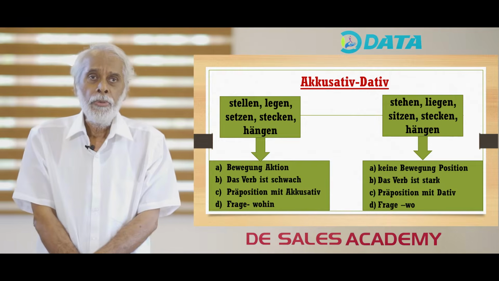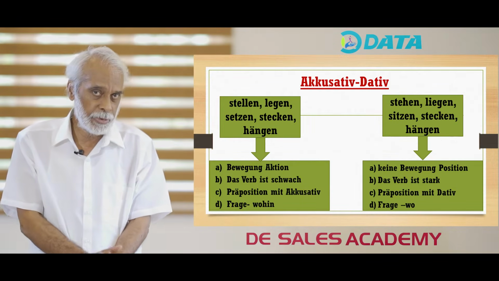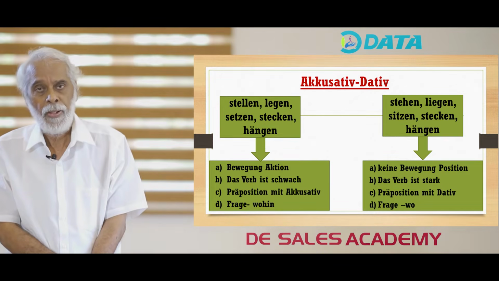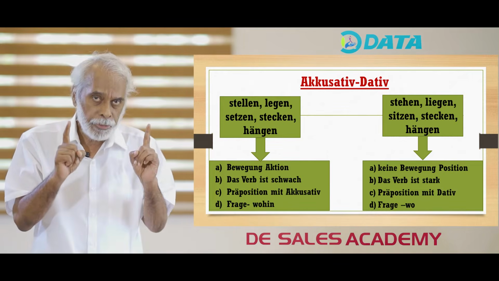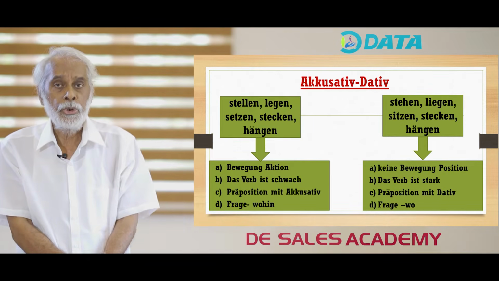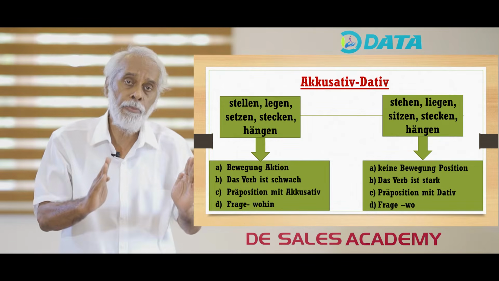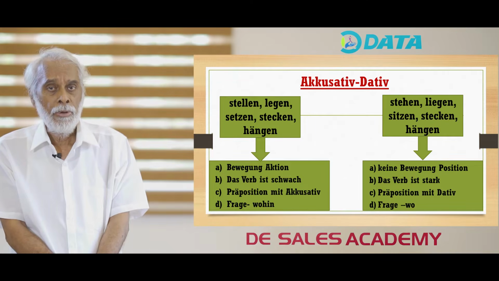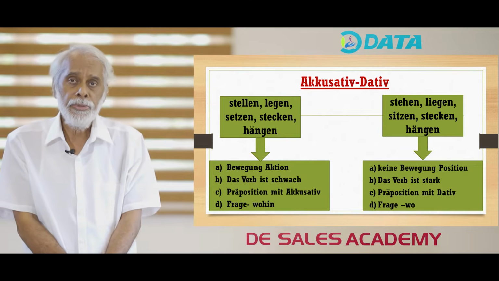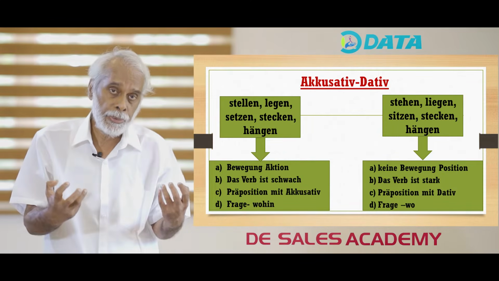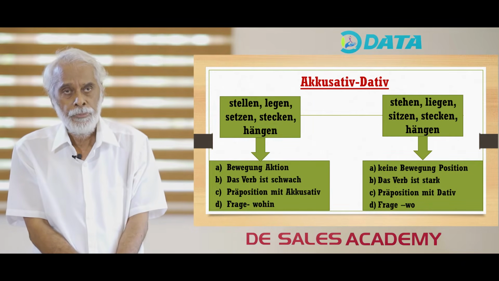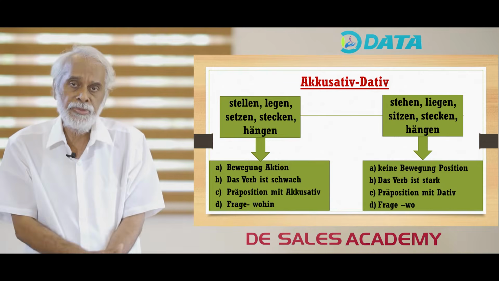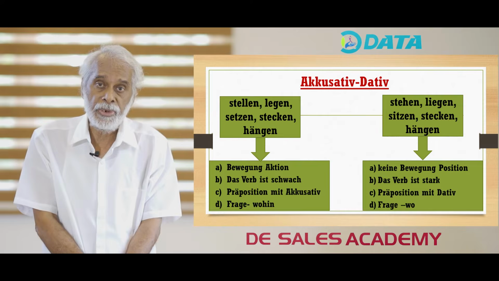Now, when you deal with these 5 verbs, you have to keep in mind 4 things. The first thing is that all these 5 verbs show a Bewegung, a movement or an action. Second thing is that from the grammar point of view, all these 5 verbs are schwach, weak verbs. And the preposition which comes after these 5 verbs will always be in the accusative.